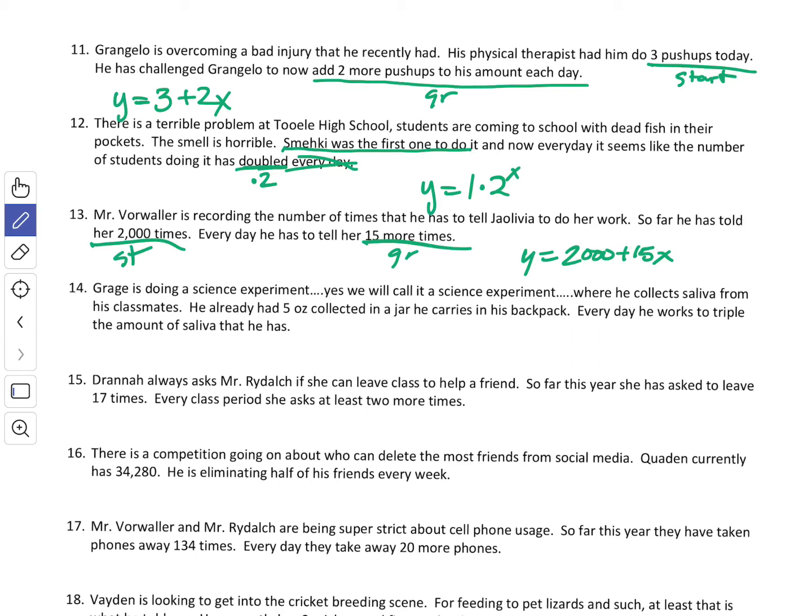14, Grage is doing a science experiment. Yes, we will call it a science experiment, where he collects saliva from his classmates. He already had 5 ounces collected in a jar. Start. Gross start. Every day he works to triple, meaning timesing by 3, the amount of saliva that he has. So y equals 5 times 3 to the x power.